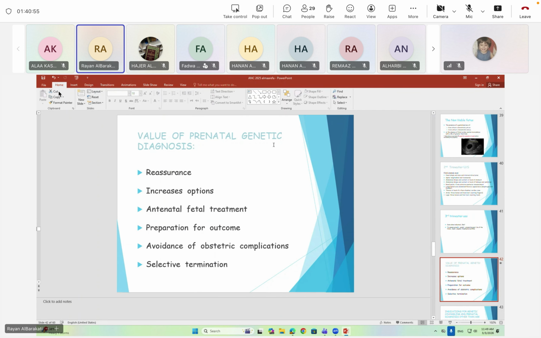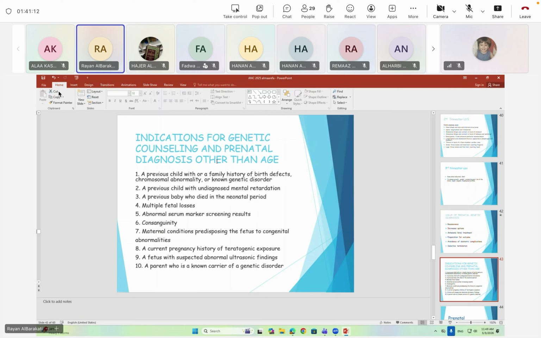The value of perinatal genetic counseling and diagnosis is reassurance, increased options, antenatal fetal treatment, preparation for outcome, avoidance of obstetric complications, and selective termination. Indications for genetic counseling and perinatal diagnosis other than age: age is one of the main predictors for Down syndrome. As the female age increases, the risk of a Down syndrome fetus increases, going from 1 in 2,500 up to 1 in 250 by the age of 45.